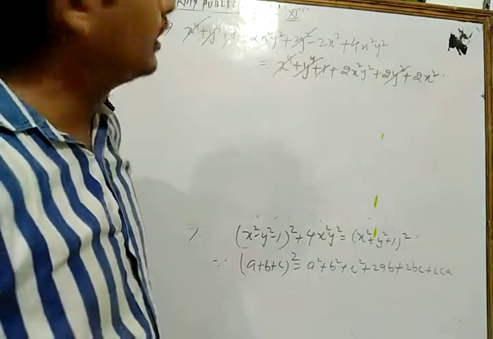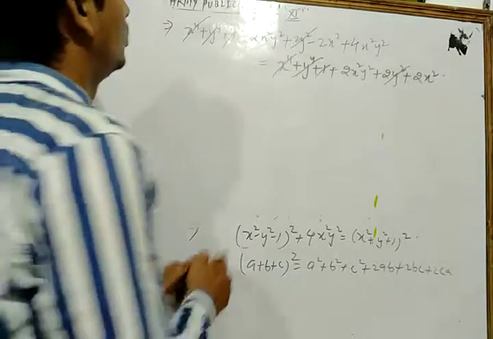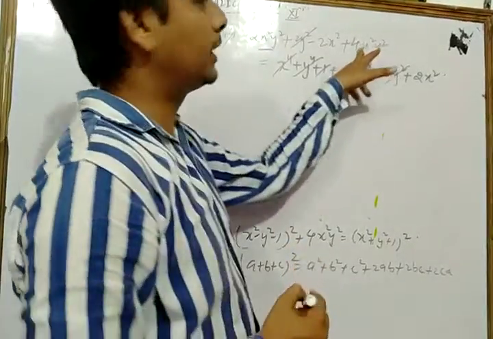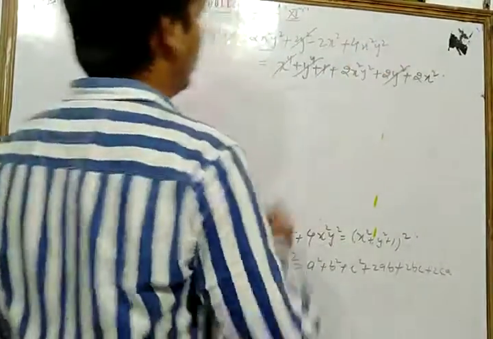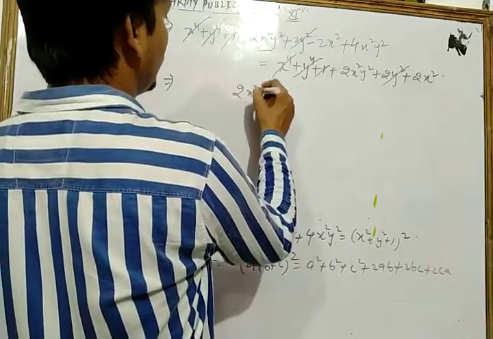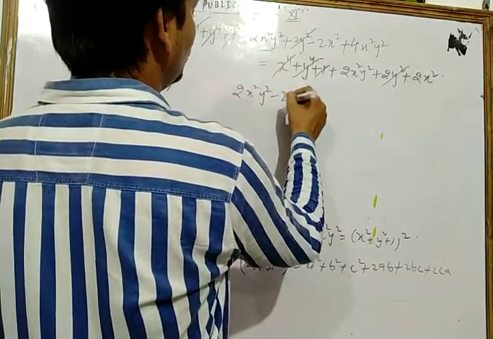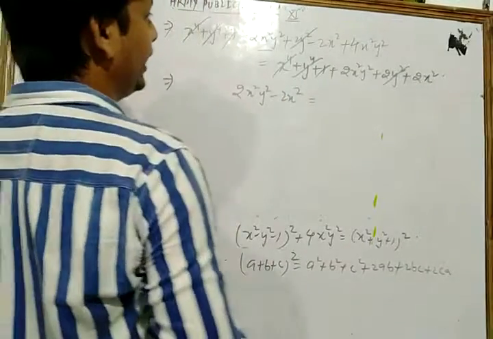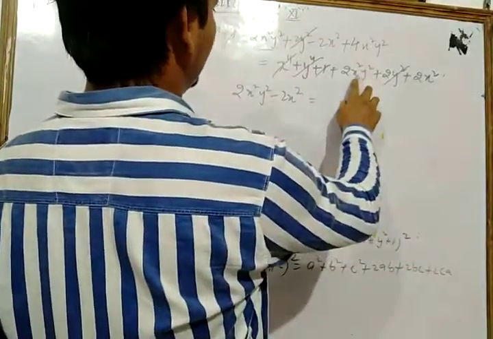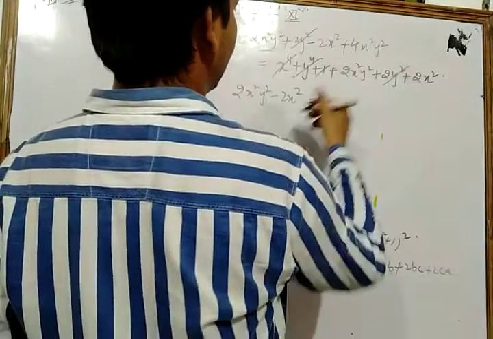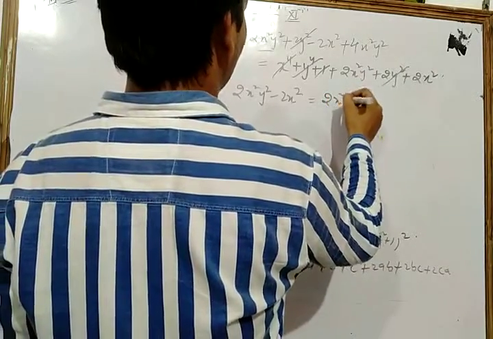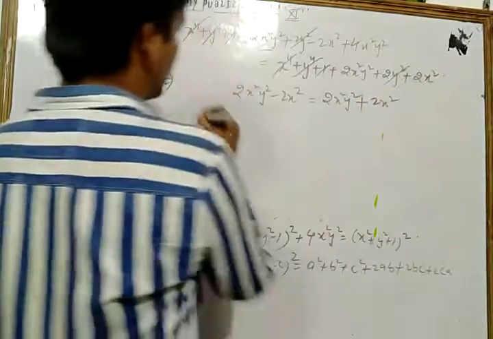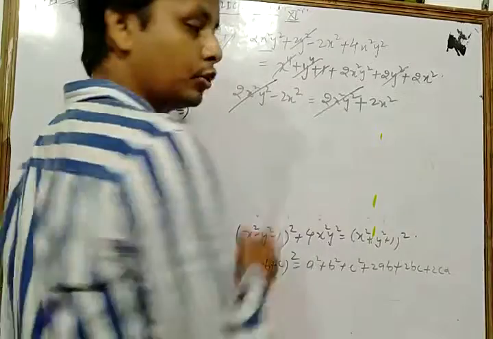Dear students, let's see anyone? No. Now first of all, this is minus 2x square y square, this is plus 4x square y square. So we have 2x square y square, here minus 2x square, that is 2x square y square written as it is, and here plus 2x square. Now dear students, let's see, these are also cancelled to each other.